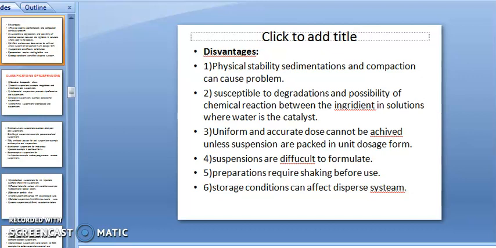Storage condition can affect the dispersed system. If the temperature increases, viscosity decreases, and sedimentation increases. Therefore, the storage condition may affect your suspension. These are the disadvantages of suspension.